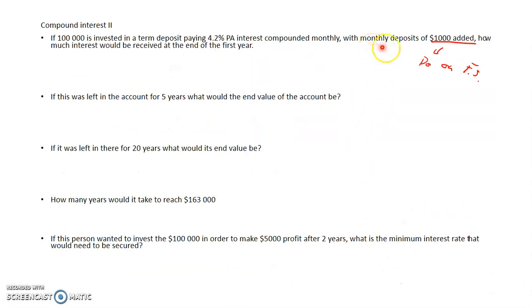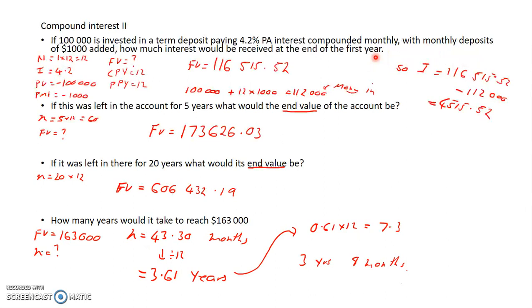Next one for compound interest. This particular one says we have also got $1,000 added each month. So how much interest will be received at the end of the first year? Because there's also stuff added, we're going to use Financial Solver. And what I've got for the first one, number of compound periods is 12 because it's in there for 1 year. Interest rate is 4.2% per annum.